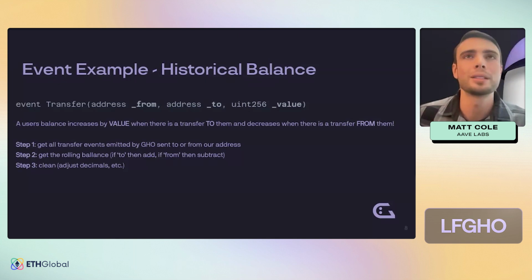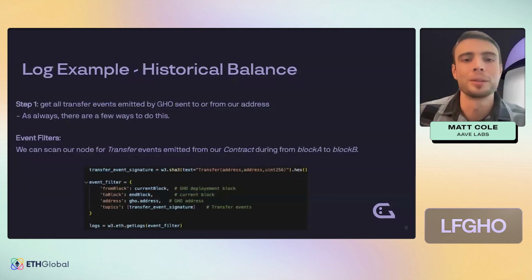So how might we get historical balance? Well, we can grab all of the transfer events that relate to a particular user, and we could compute a rolling sum. Whenever there's a transfer event from that user, we know they're losing tokens because they're transferring them to someone. And whenever they are being transferred to, we know they're going to be gaining balance, increasing their balance. So we'll grab these events and then compute the rolling balance, and then we can do whatever we want with it. So let's look at how we actually do that.